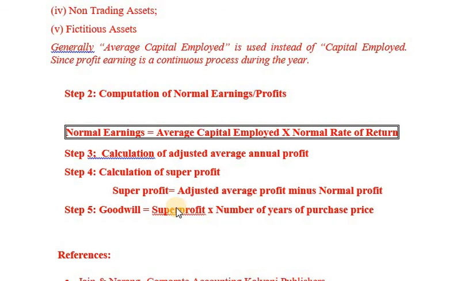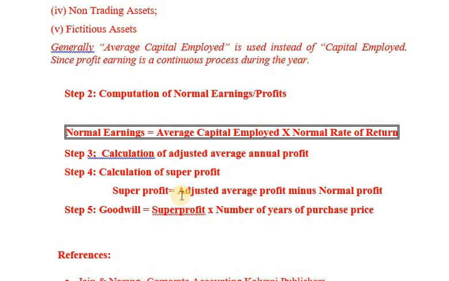To summarize the calculation of goodwill under super profit method. Step number 1, calculation of capital employed. What is capital employed? Capital employed means the market value of assets minus external liabilities. Step number 2, calculation of average capital employed. What is average capital employed? Capital employed minus half of current year's profit.